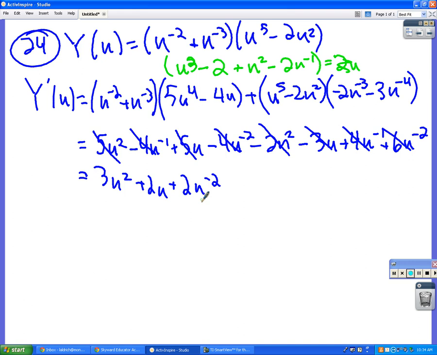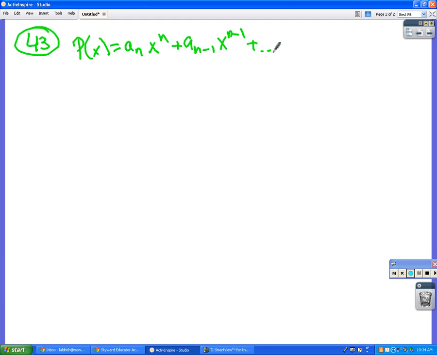Okay, now what? 43. Find the derivative of p. Isn't the derivative just the first one? The derivative would be like n, a_n, and I think something like that. Yeah, this works pretty easy. This stuff? Yeah, because we learned this series in calculus before.